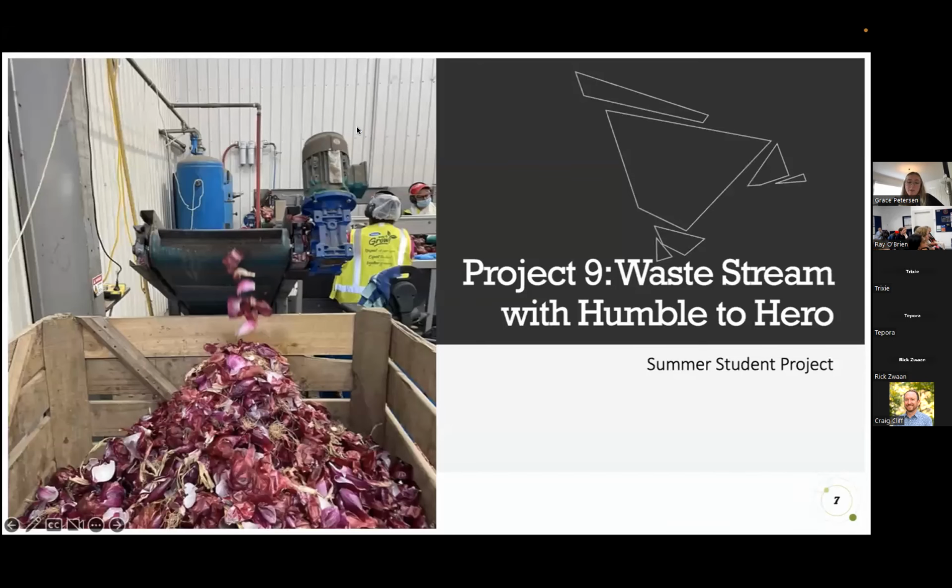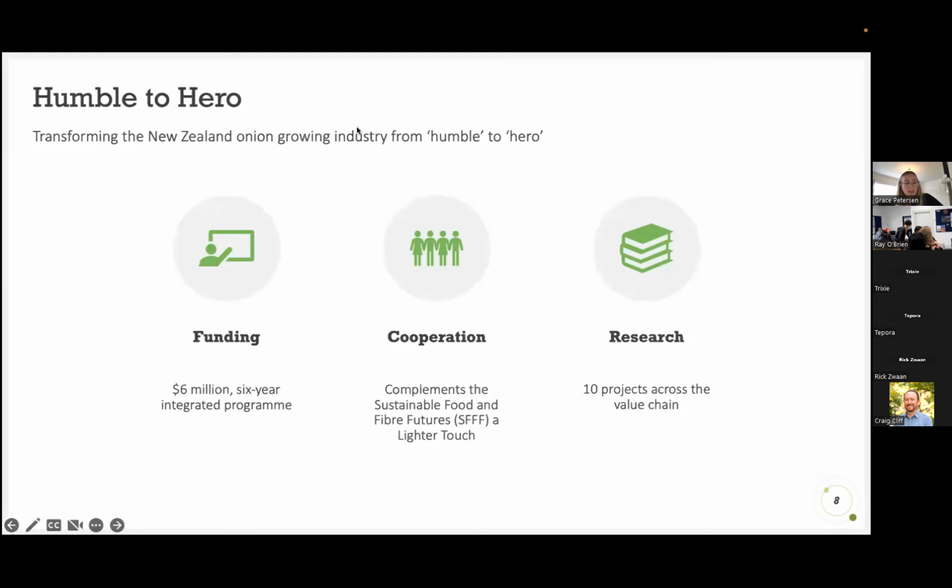The project that I have been working on with Onions New Zealand is called Project 9 Waste Stream with Humble to Hero. The Humble to Hero program is a 6-year program aimed to transform the New Zealand onion growing industry from humble to hero. Onions New Zealand and the Ministry for Primary Industries, Sustainable Food and Fibre Futures will jointly invest $6 million into the program. The program consists of 10 projects across the value chain, which will deliver research to be transformational for the industry.